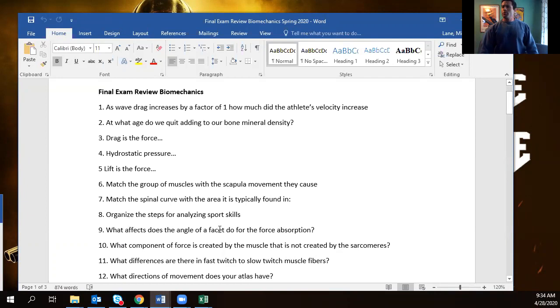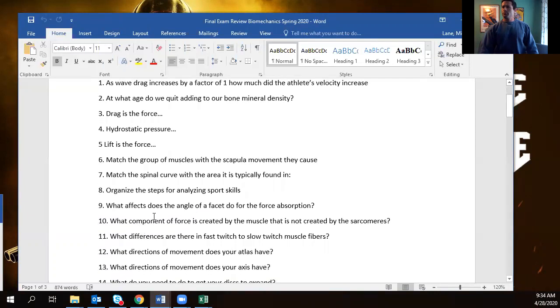As the angle increases, the greater amount of force is going to be absorbed. This is going to be from the passive elements, specifically both the passive series and the passive parallel, series being tendon, parallel being muscle.